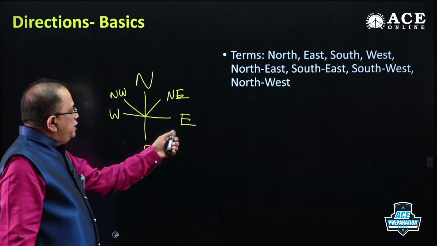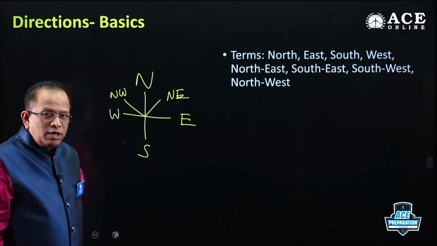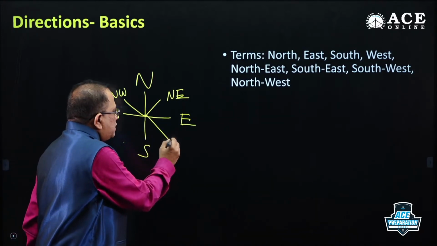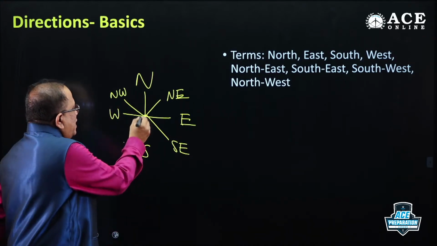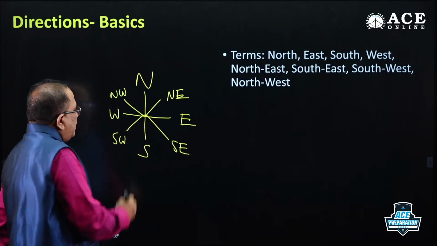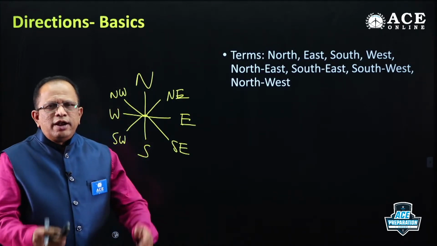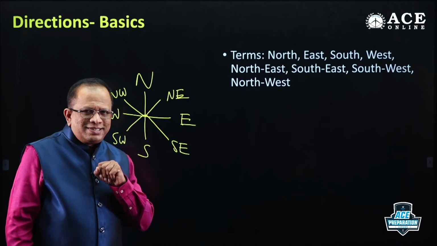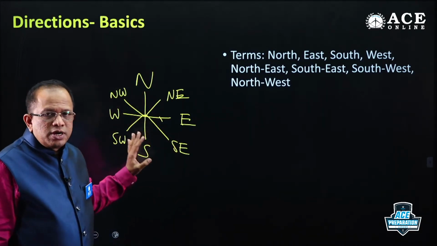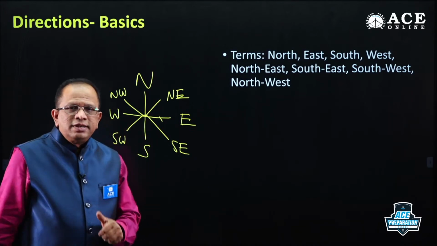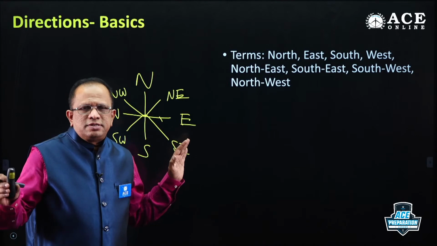Then what about east and south? The direction between them. We can call it east-south. No. We call it southeast because south is the dominant one. Here, southwest. If you know these 8 directions, you are already ready to solve the questions. These are the 8 directions which are useful to us in solving the questions in competitive examinations.